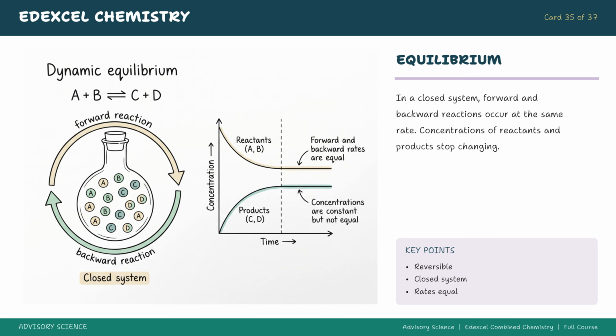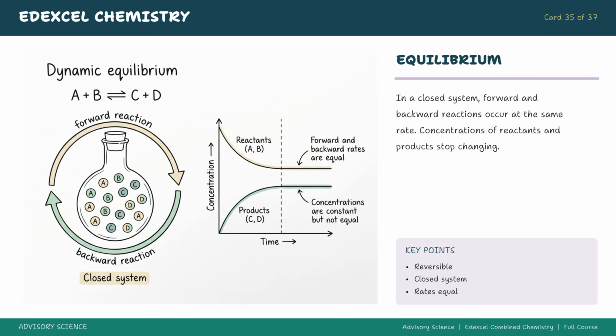Reversible reactions and equilibrium. Some reactions can go both ways. The reactants form products, and then those products can break back down into reactants. We show this with a double arrow. If a reversible reaction happens in a closed system where nothing can escape, the forward and backward reactions eventually reach the same rate. That's called dynamic equilibrium. The amounts of reactants and products stop changing, but both reactions are still happening underneath.